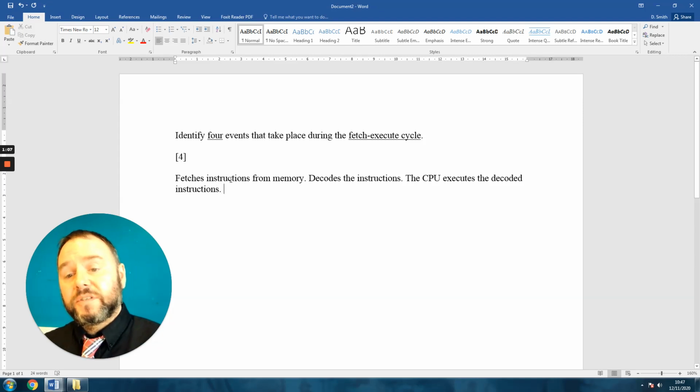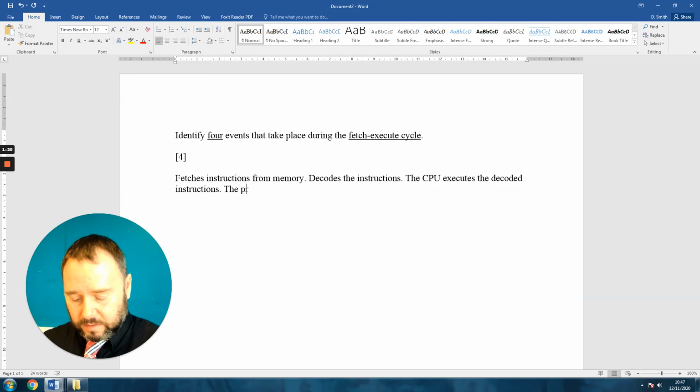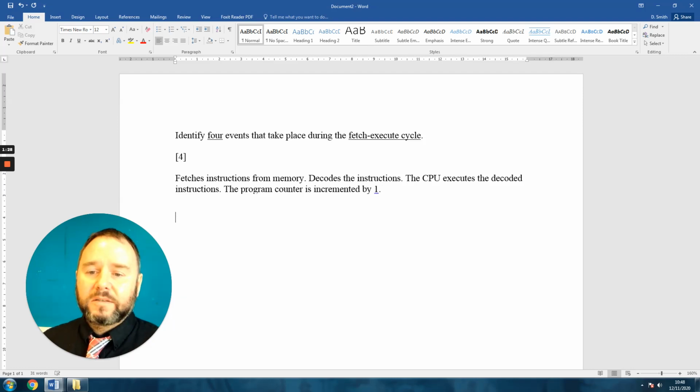What does it do? It fetches instructions from memory, it decodes the instructions, CPU executes the decoded instructions. Well, we need one more thing. It doesn't have to be in order. It's not asking us to write it out in order. The program counter is incremented by 1. 4 marks. Easy peasy.